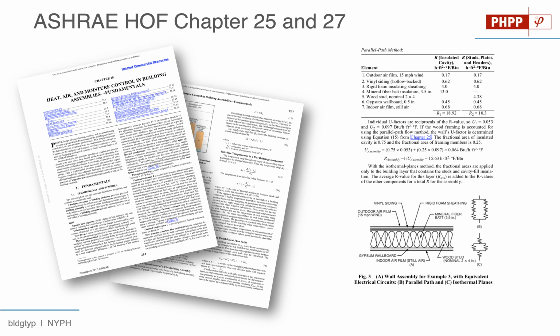In fact, Chapter 27 outlines not one, but 3 different methodologies for calculating U values of assemblies: the so-called parallel path method, the isothermal plane method, and then a whole different weird method called the zone method. We're not going to talk about that one at all. We don't really get into that one. But there are essentially 3 different methodologies for calculating heat transfer through assemblies outlined in Chapter 27 of your ASHRAE Handbook of Fundamentals.